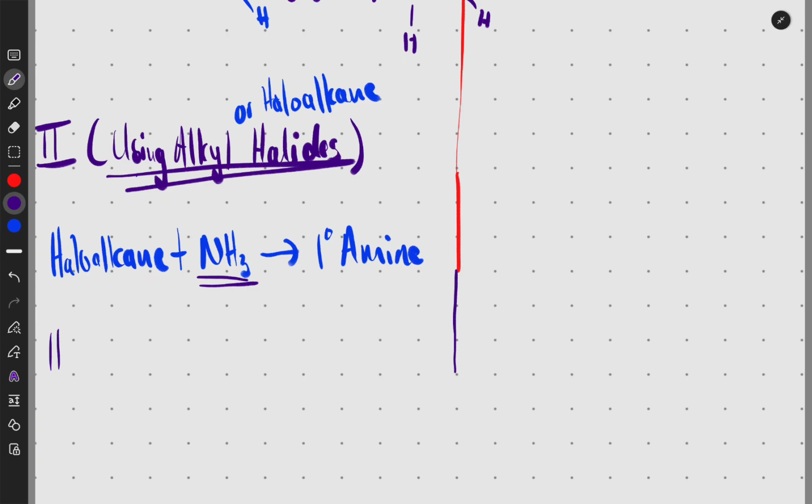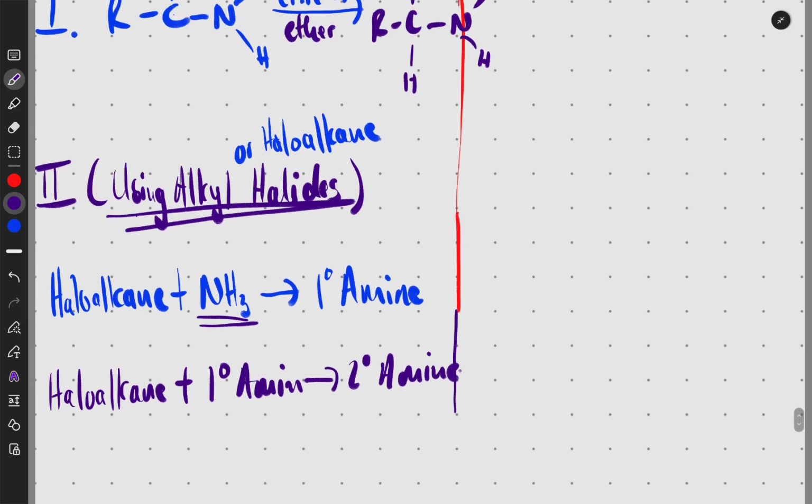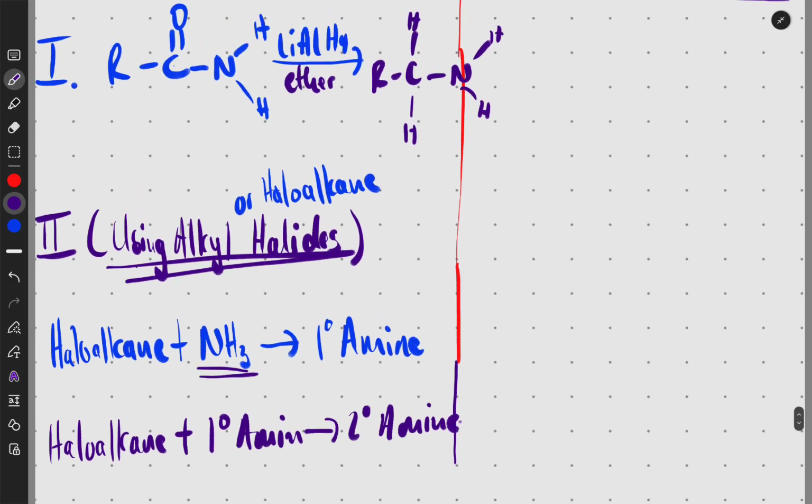If we take a haloalkane or alkyl halide, and instead of adding ammonia we add a primary amine, then we are going to get a secondary amine. Now what do you mean when you say primary amine and secondary amine? For amine and for amide, just look at the nitrogen. How many carbons is it bonded to? If it is bonded to 2 carbons, then it's going to be a secondary. 3 carbons, tertiary. You get it. So you just look at the nitrogen.